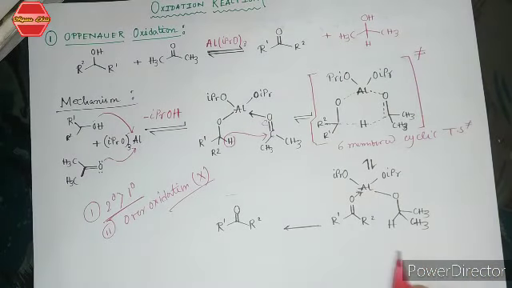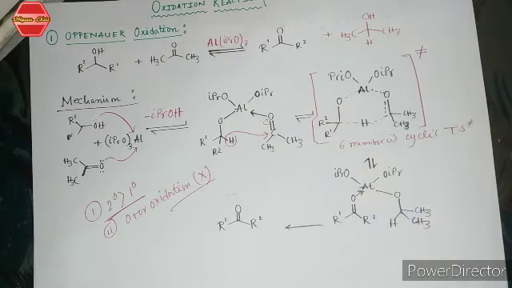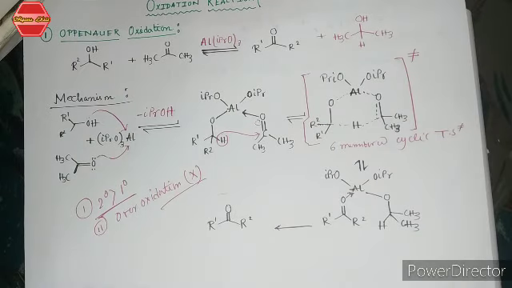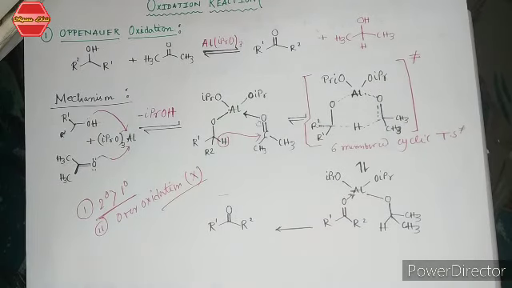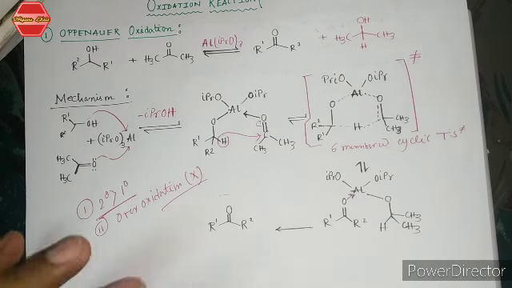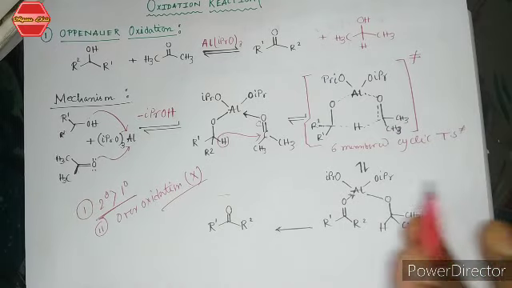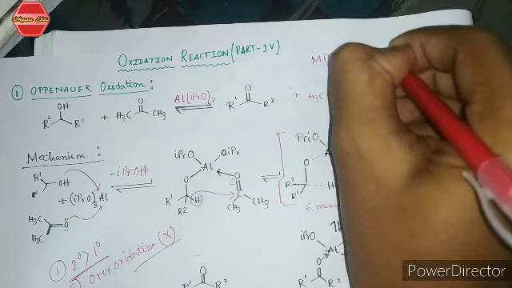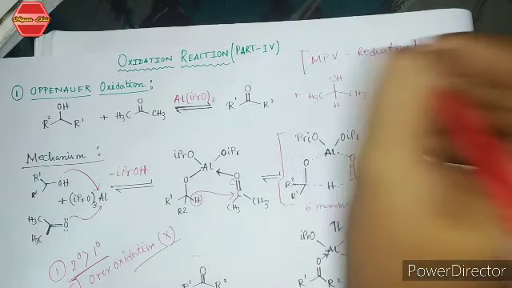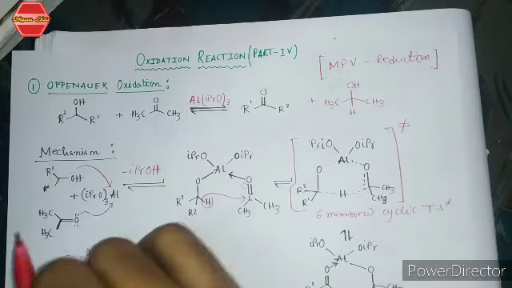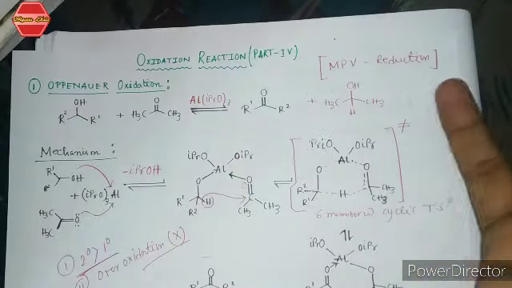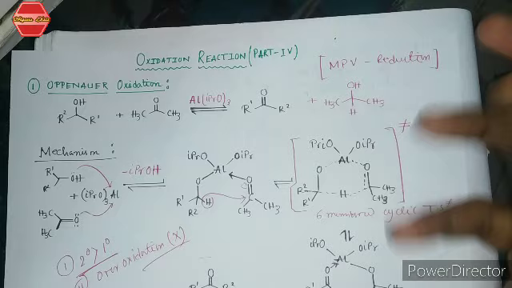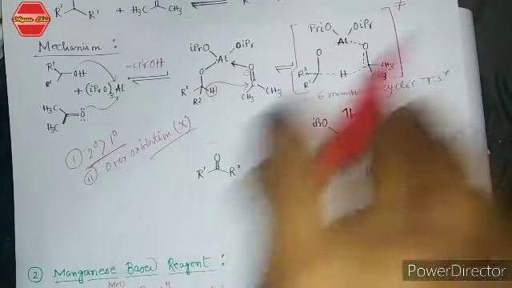Okay, so this is the important and very chemoselective reagent as well. Now this is your overall Oppenauer oxidation. Now there is a reverse process also, that is the Meerwein-Ponndorf-Verley reduction, in general called MPV reduction. This MPV reduction is just the opposite of this Oppenauer oxidation. I will discuss this MPV reduction in my reduction series. So this is all about the Oppenauer oxidation.